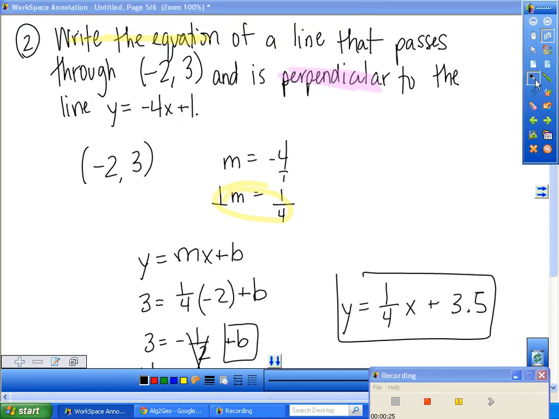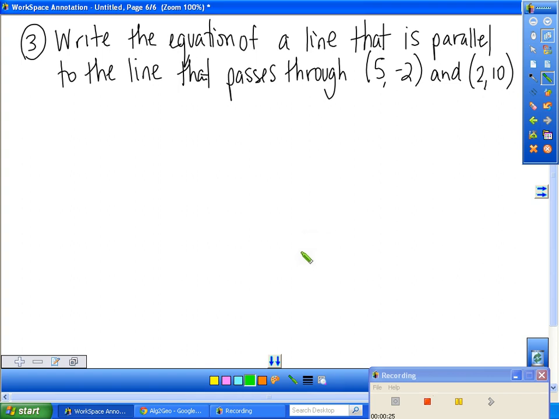And again, we should be able to see it's perpendicular very clearly because here was this slope, and here's our slope, and they are opposite reciprocals. So we need to use that opposite reciprocal in order to get the correct equation and the correct y-intercept, or b value. Moving on, getting more and more difficult.